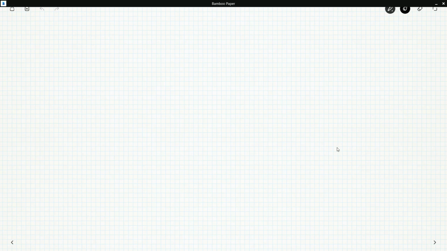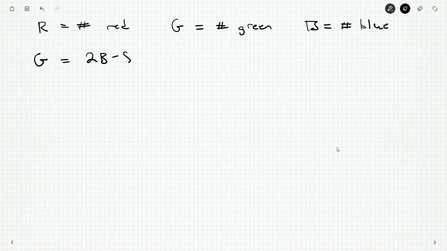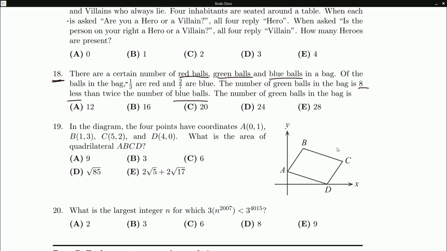I'm going to give that a name. In fact, how about we say R is the number of red balls. G, the answer that we're looking for, is the number of green. And B will be the number of blue balls. Okay. Now what can we do here? So the number of green is 8 less than twice the number of blue balls. So we get this equation here. That's not so bad. What else were we told?